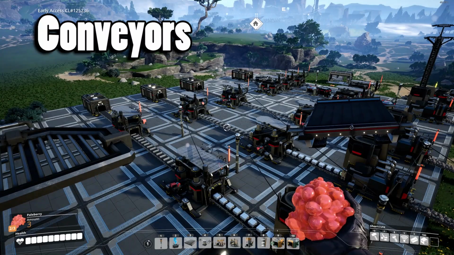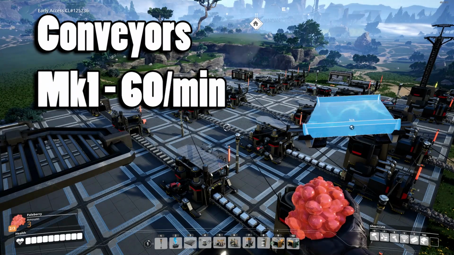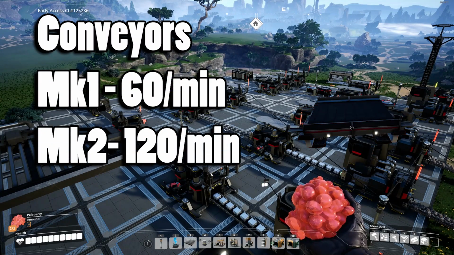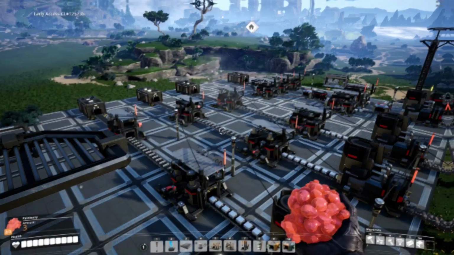There are two types of conveyors. The Mark 1 conveyor carries items at the rate of 60 per minute and the Mark 2 at 120 per minute. This is very important when making your design, as I will explain later.